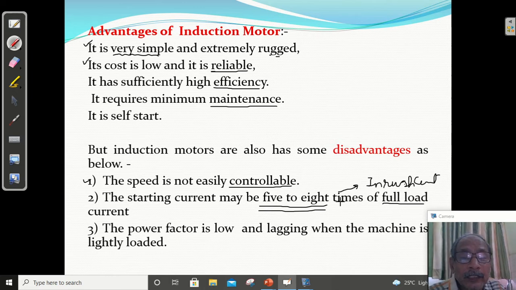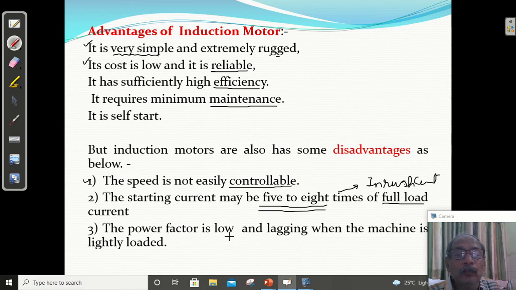और इसका starting current क्या होगा? 5 to 8 times. 4.5 into 5 times, maybe around 25 ampere. So starting current is very high, around 5 to 8 times of the full load current. That is called as inrush current. The third disadvantage क्या है?